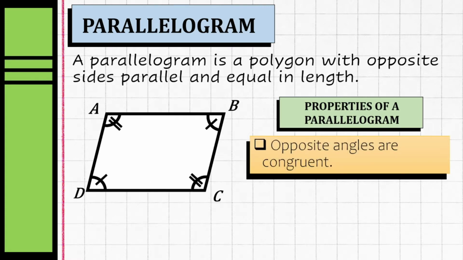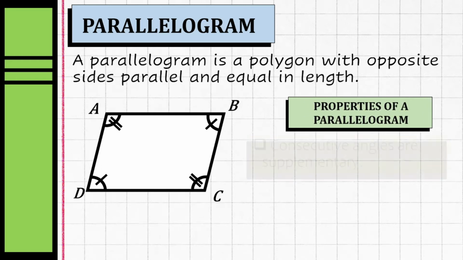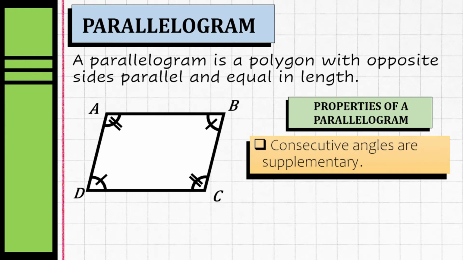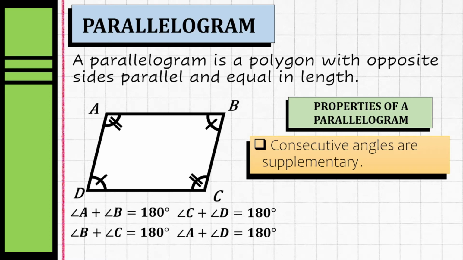Opposite angles are congruent. So we can say that angle D is congruent to angle B and angle A is congruent to angle C. Now, speaking of angles, we can also say that consecutive angles are supplementary. So angle A plus angle B will be equal to 180 degrees. Angle B plus angle C is equal to 180 degrees. As long as they are consecutive angles, they will be supplementary.